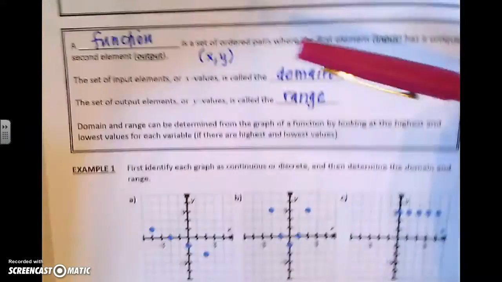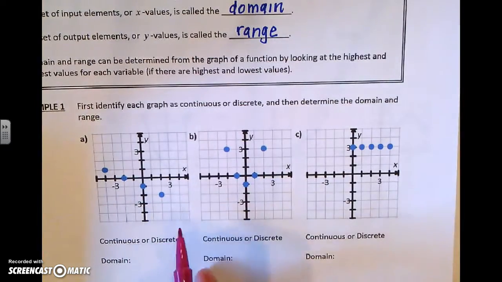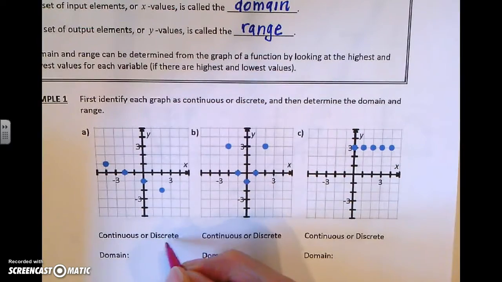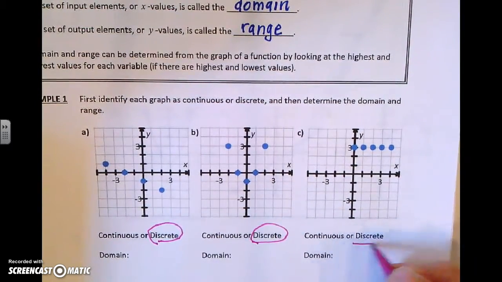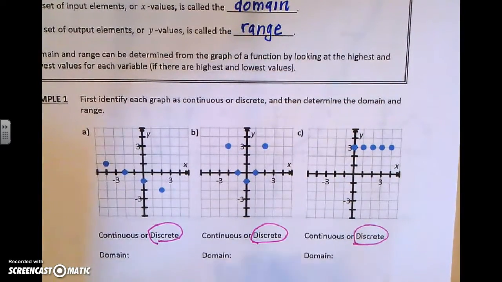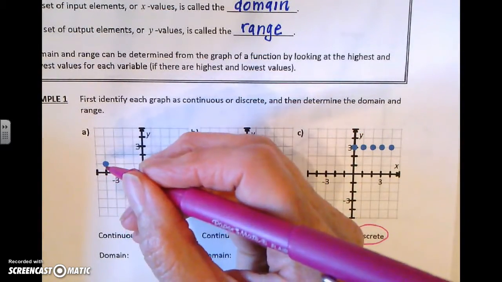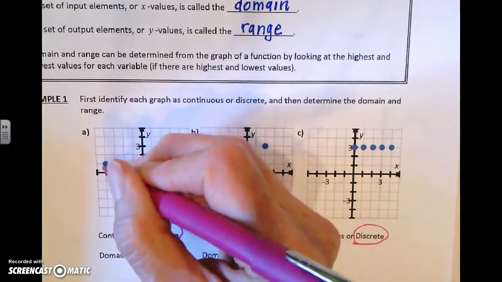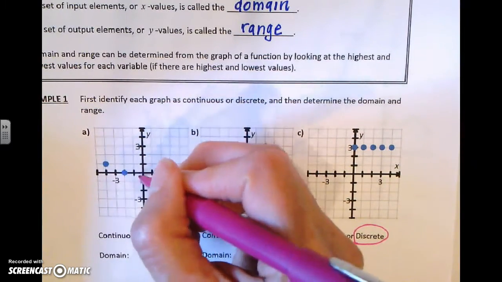In this first set of examples, example 1, you can see that we have isolated points in all three of these examples, A, B, and C. So we're going to say that these graphs are discrete graphs. In order to identify the domain and range, we need to decide what the input, which are the x values, are, and what the output is, which are the y values. Each of these points has an x and a y associated with it. So this first one, I'm going to list them.